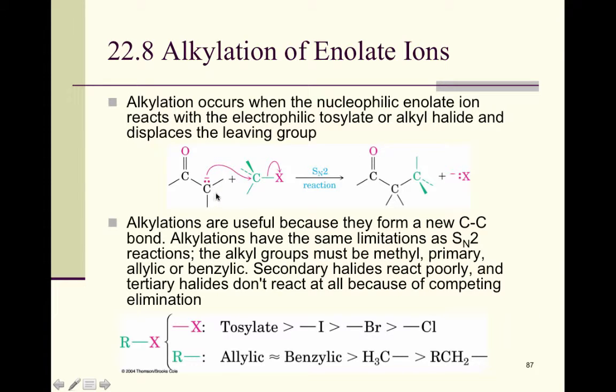Here we have our carbanion. In this case, it's acting as a nucleophile, and it's going to attack our electrophile here. Remember, with an SN2 reaction, it has to have that 180-degree orientation. The pair of electrons that was on this halogen is now going to form an anion, and now we have this carbon attached to the alpha position here. The best leaving group is tosylate, then iodine, bromine, and chlorine. For R groups, the best would be allylic or benzylic, next would be methyl, and then primary.